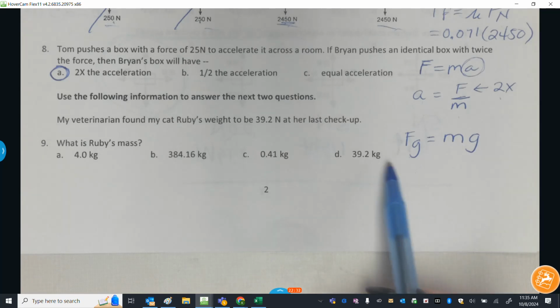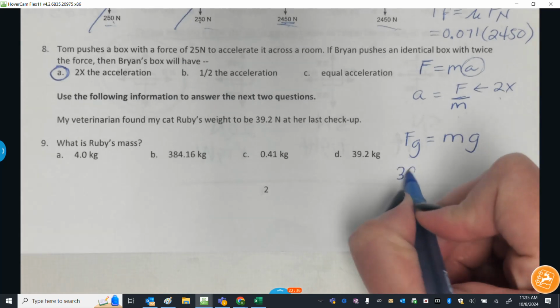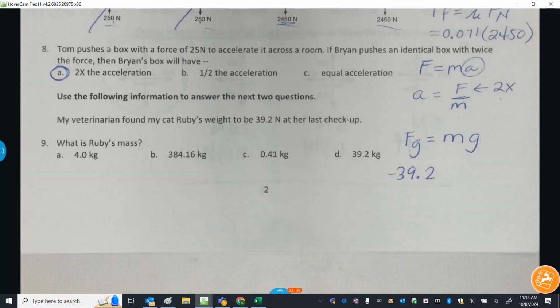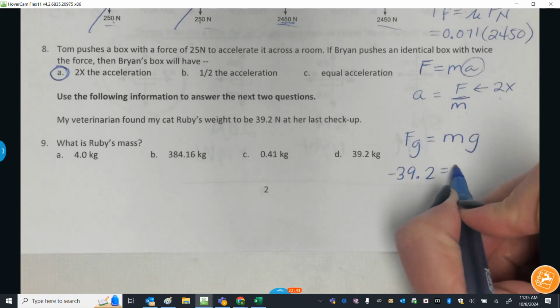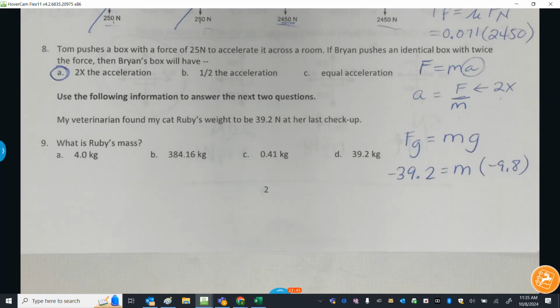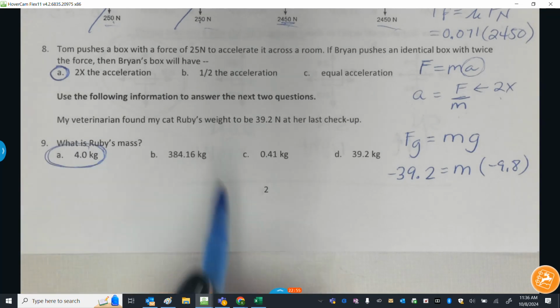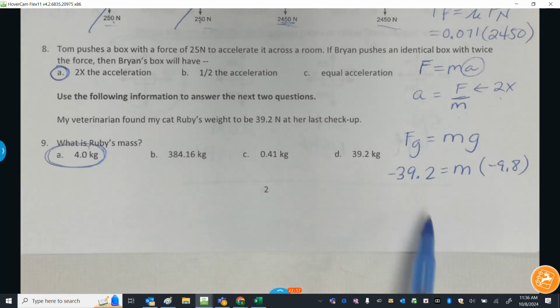Okay, so if I wanted to find Ruby's mass, then I know her weight is 39.2. Technically, it's negative 39.2 equals her mass times negative 9.8. And if I want to solve for this, I'm just going to divide 39.2 by 9.8. And when I do, I'm going to get 4. So Ruby's mass would be 4 kilograms. And again, that was just a pretty straightforward calculation to get that.